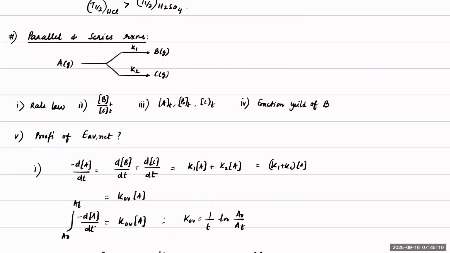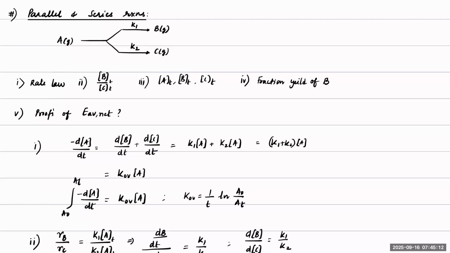Next, for first order, there are two important things we need to learn. What are parallel reactions? The other one is series reactions. Parallel means the same reactant, only one reactant, is giving two different products at two different rates. Got it?